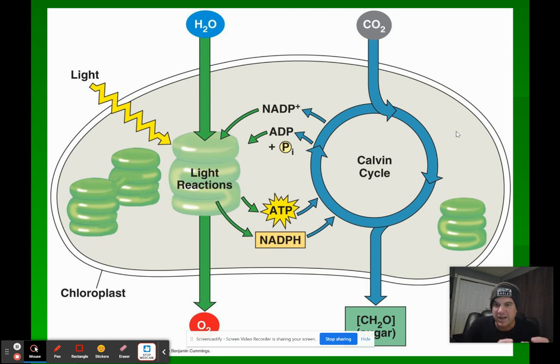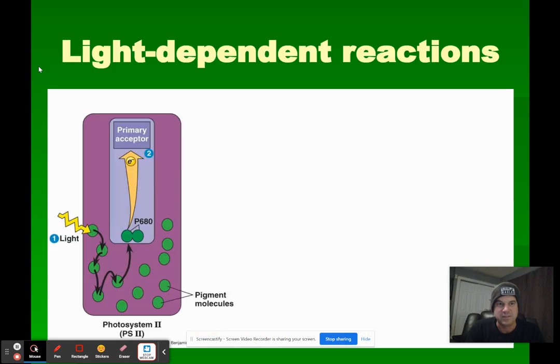And so we went over the light reactions. That's the first step. And the Calvin cycle, and just looked at what's going in and what's going out on this slide. Now we're going to focus on the steps individually, right? Starting with the light reactions, also known as the light dependent reactions, because they depend on light.